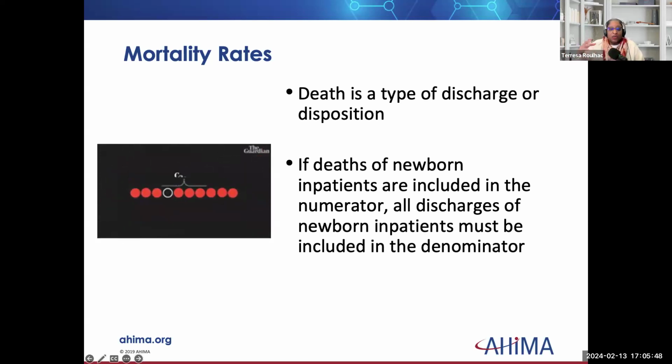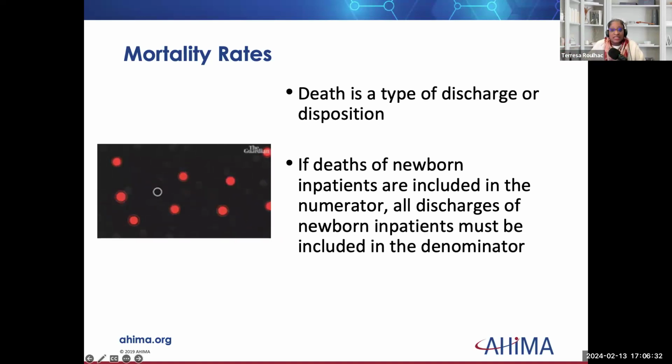Now, we're looking at total number of discharges. Deaths are automatically considered part of that total unless specified otherwise. When we're counting deaths of newborn inpatients, this is going to include discharges of newborn inpatients. This is that time when the newborns are put into our calculations. Why? Because newborns contribute to the overall mortality rate unless a facility chooses to calculate them separately. But now we're including them in, whereas before, you guys remember, we did not do that.